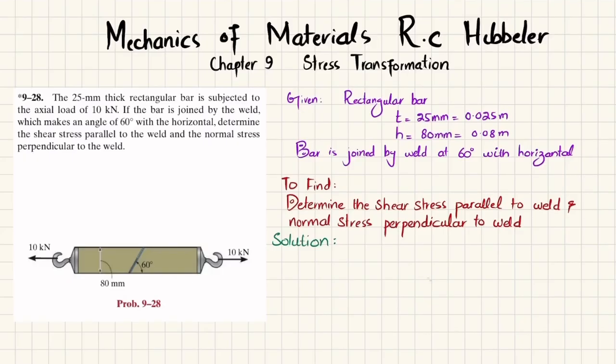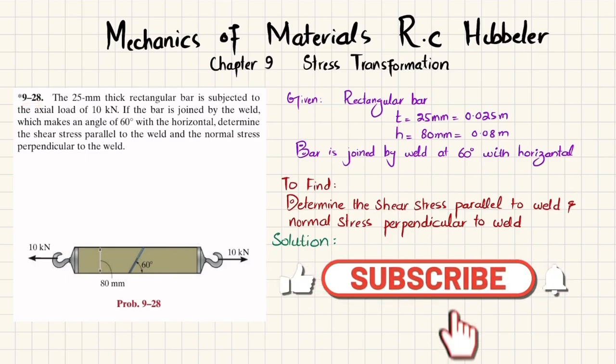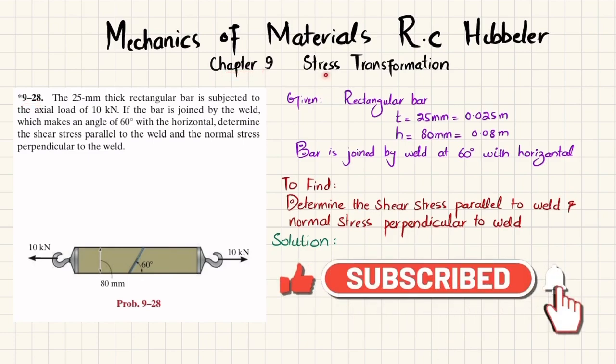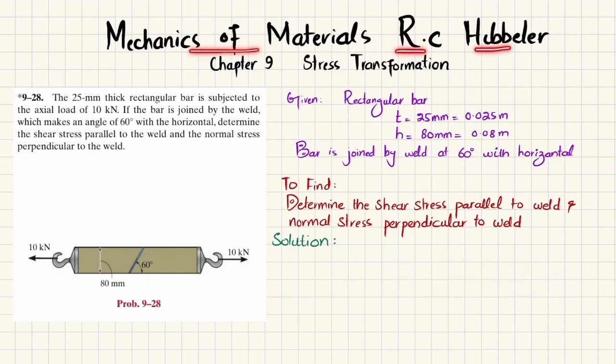Welcome back. Problem 9-28. This problem is taken from chapter number 9, that is stress transformation, and the book name is Mechanics of Materials by R.C. Hibbeler. The statement is: the 25 millimeter thick rectangular bar is subjected to an axial load of 10 kilonewton. If the bar is joined by a weld which makes an angle of 60 degrees with the horizontal, determine the shear stress parallel to the weld and the normal stress perpendicular to the weld.